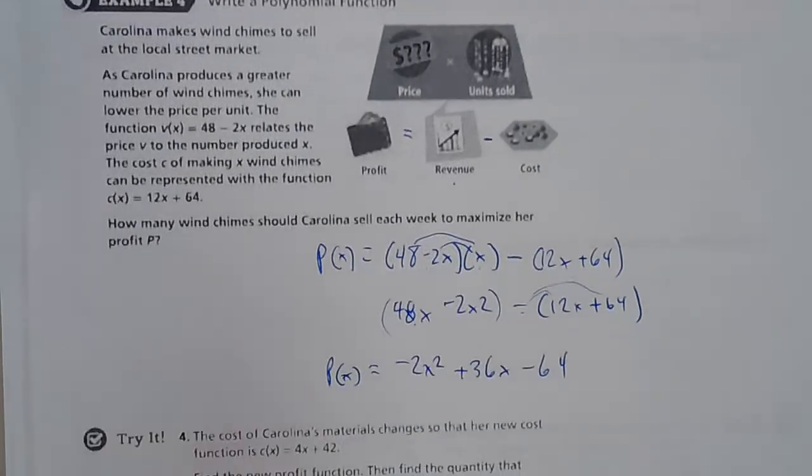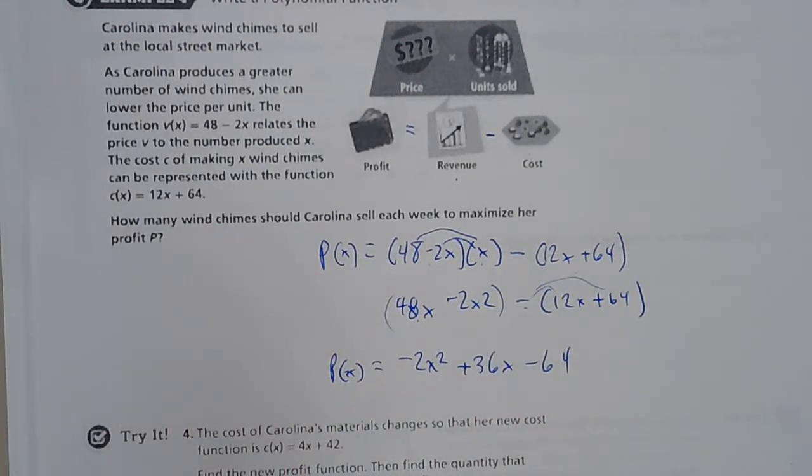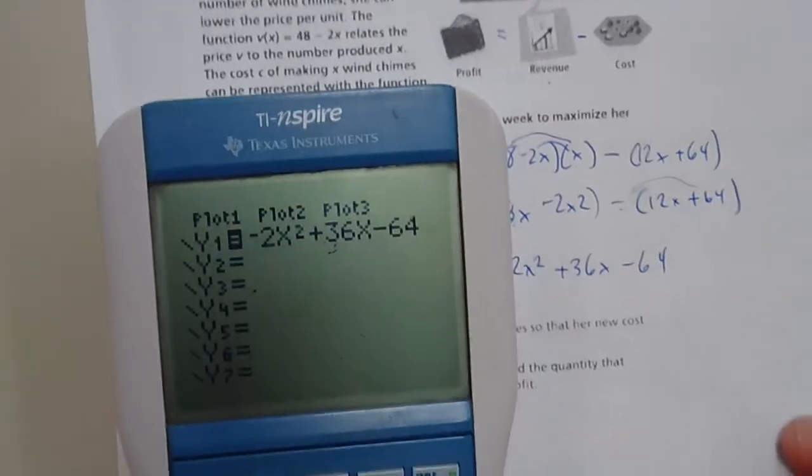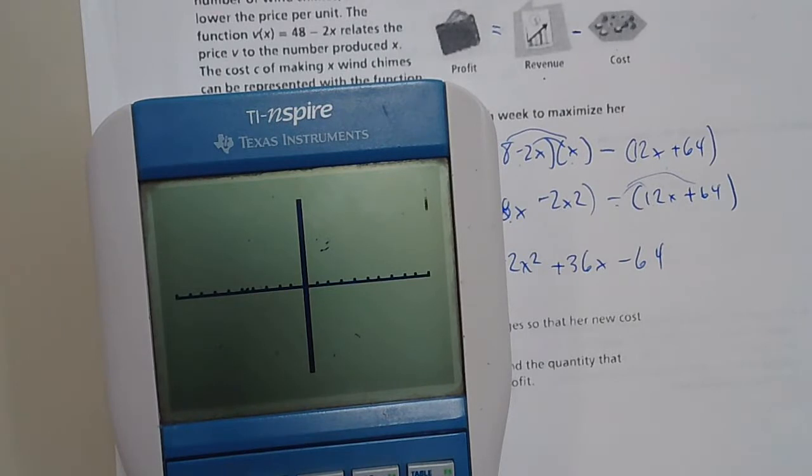Now that we have that, we can use it to answer this question. If we graph this, we can look for the maximum point and be able to answer our question. So let me type this in my calculator. Obviously, you can use decimals too. If we put this function in and graph it, we can see what we're working with.